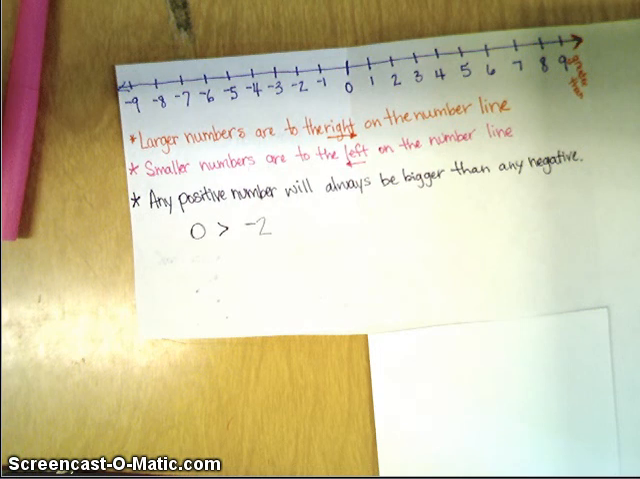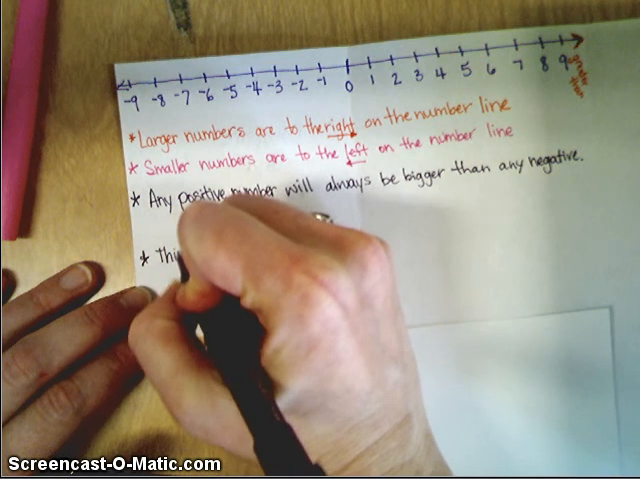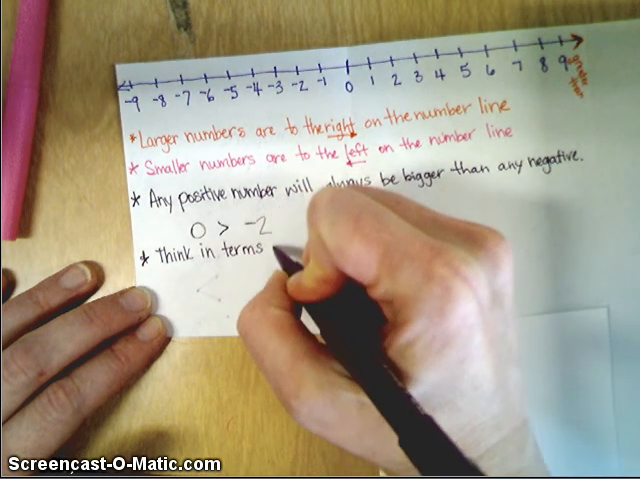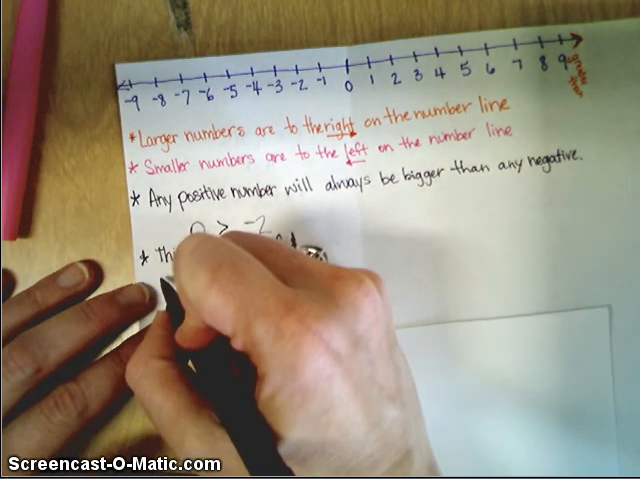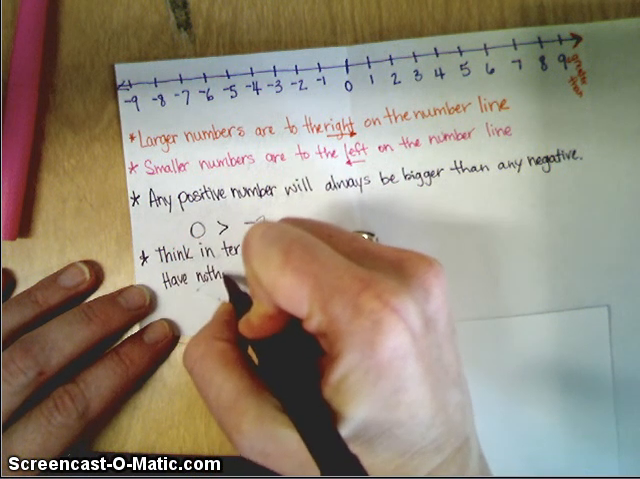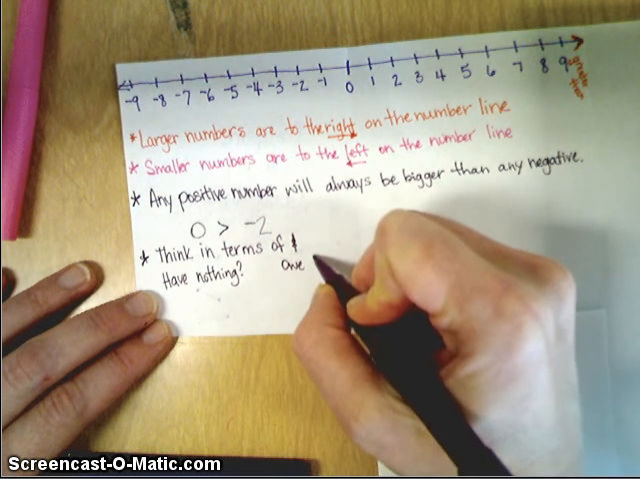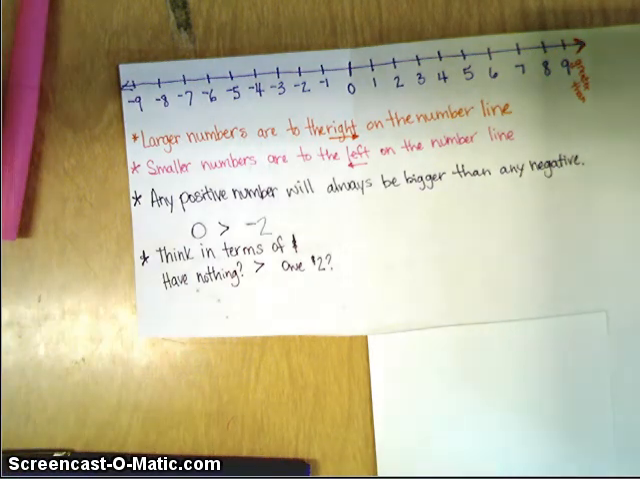And something that previous students have always thought has been helpful is to think about money. If you ever have a question, think in terms of money. Would it be better to have nothing? Or would it be better to owe $2? Obviously, it'd be better to have nothing than to owe someone $2.